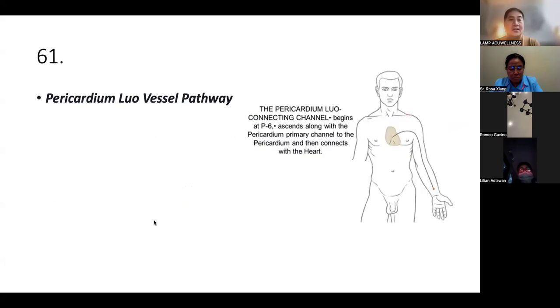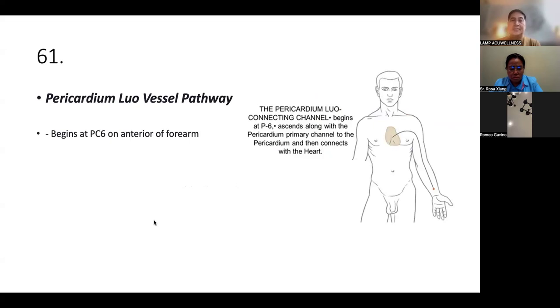Okay. Pericardium. Begins at PC6 on the anterior of the forearm, then ascends along the pericardium channel to the pericardium and then connects with the heart.